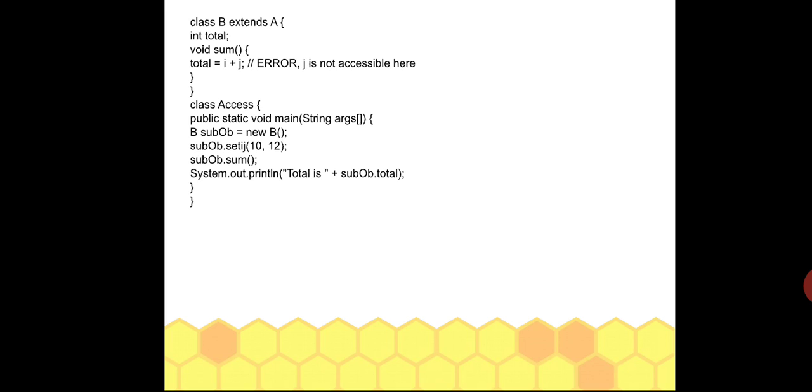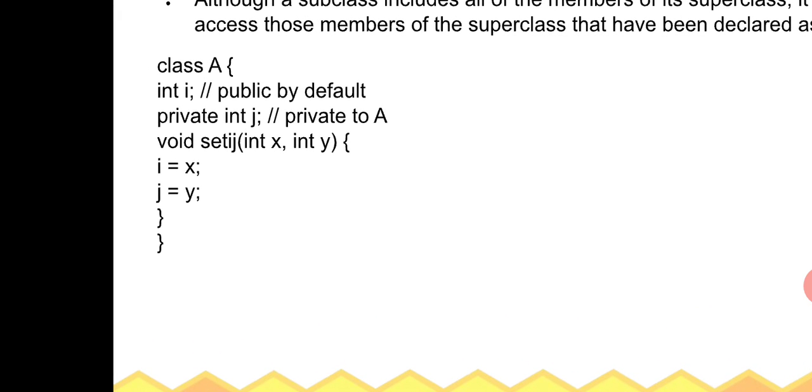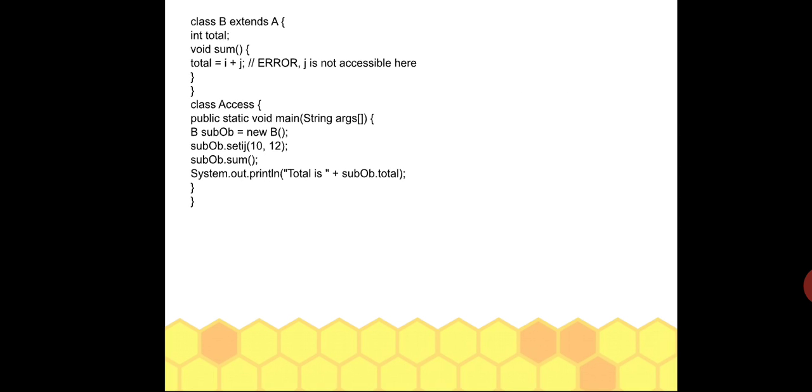So you have one more class called class access. You have the main method. Inside the main method you are creating the object for class B, and using that object you are passing values 10 and 12 to setij. So this setij is present inside class A. So int x will have 10 and int y will have the value 12, because you are passing 10 comma 12 as parameters to the setij method, which is present inside class A.